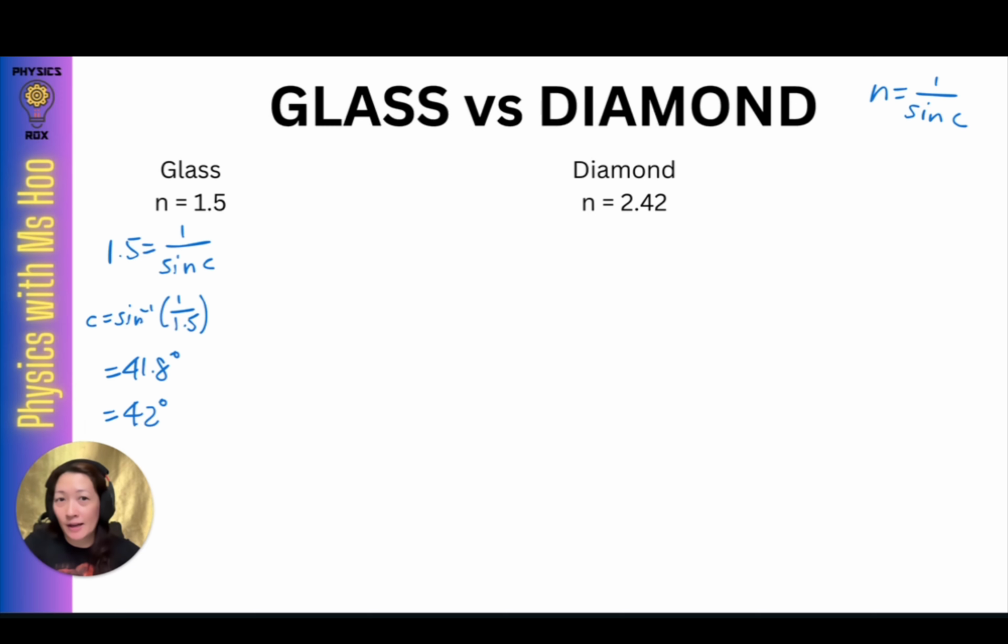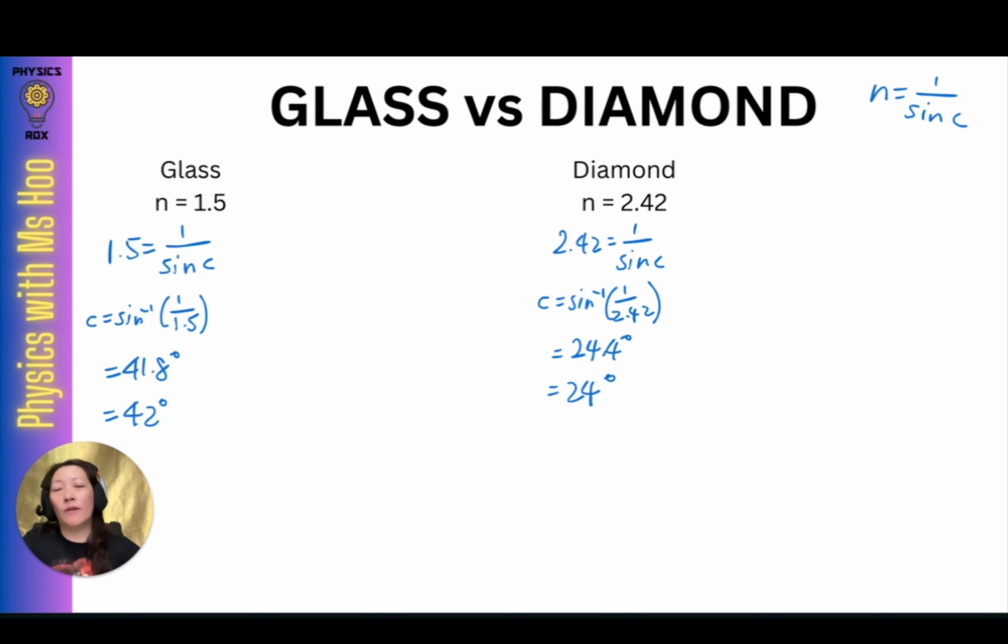So now let's do this calculation for diamond. So 2.42 equals 1 over sine c. So c is the inverse of sine of 1 over 2.42, giving us a value of 24.4 degrees. Let's just round this to 24 degrees, two significant figures.